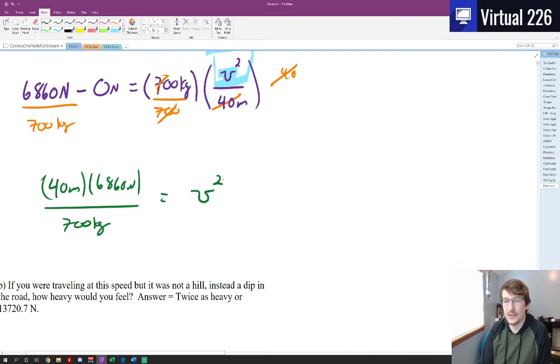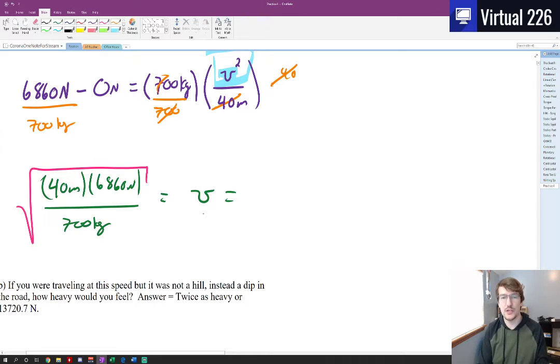And if I need to get rid of that square, I'll take the square root of both sides. The square root gets rid of that square, and that gives us our velocity. And what we should see here is 40 times 6860 divided by 700. Take the square root of that. 19.79898987. Okay, 19.8. So we get our 19.8, and it's a speed, so that's meters per second. So, woo! Way to go us.